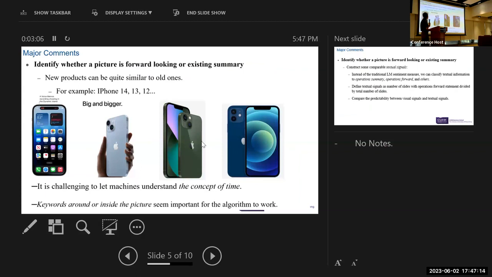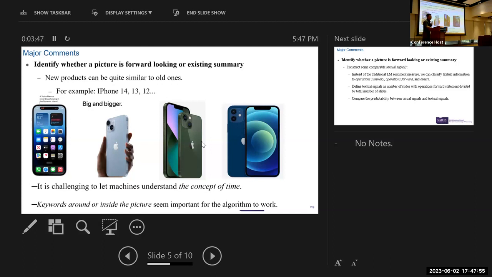Okay, then back to my major comment. My first major comment is about identifying whether a picture is forward-looking or existing summary. My first impression is that this is quite challenging, not only for AI, but also for human beings. So here I use an iPhone as an example. You can see that I have 4 pictures of the iPhone, and they are actually different versions from iPhone 14 to 12. But you can see that I use iPhone myself, but even for me, it's very difficult to identify which is which.